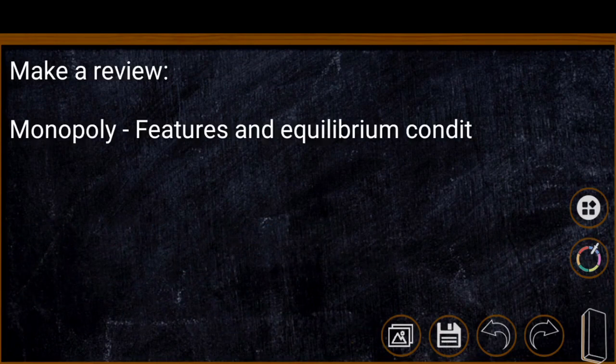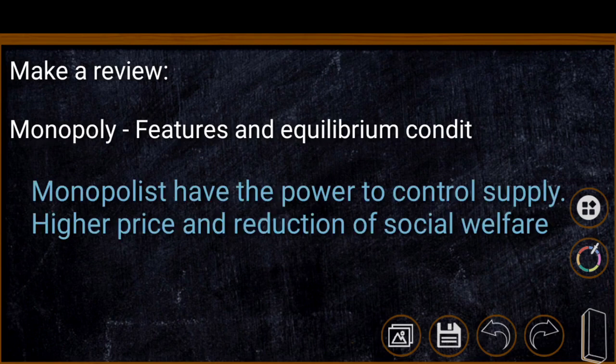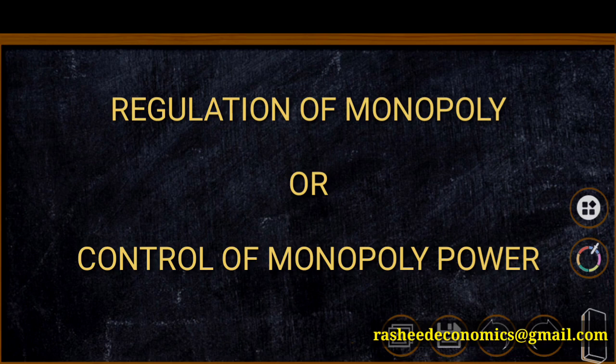We know that a monopolist has the power to control supply and influence price. In other words, the monopolist controls the free working of demand and supply, and automatically it reduces the welfare of the society. Therefore, it is necessary to control monopoly through different methods. Here in this video, we are explaining basic methods of controlling monopoly.